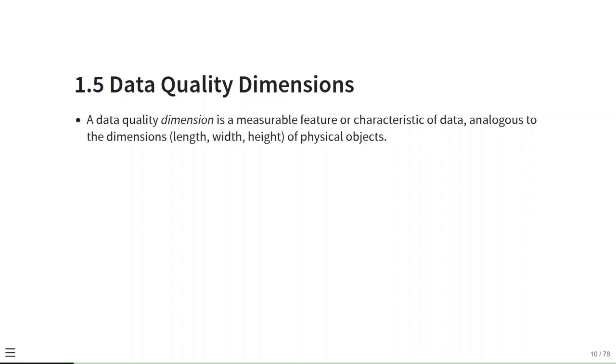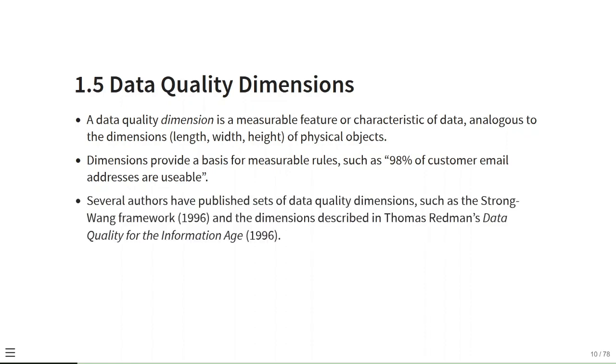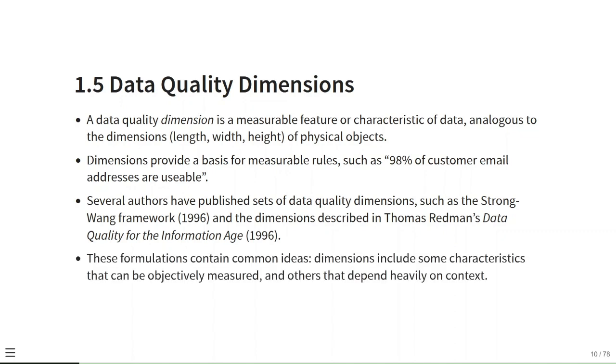Data quality dimensions. A data quality dimension is a measurable feature or characteristic of data analogous to dimensions such as length, width, and height of physical objects. Dimensions provide a basis for measurable rules such as 98% of customer email addresses are usable. Several authors have published sets of data quality dimensions such as the Strong-Wang framework and the dimensions described in Thomas Redman's Data Quality for the Information Age. These formulations contain common ideas. Dimensions include some characteristics that can be objectively measured and others that depend heavily on context.